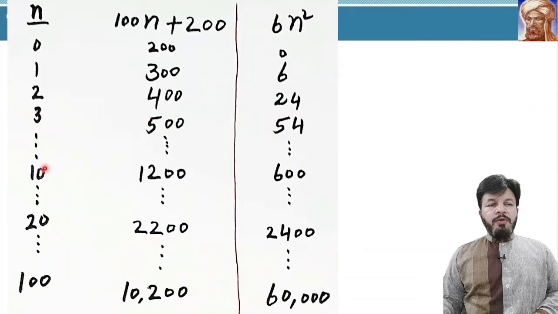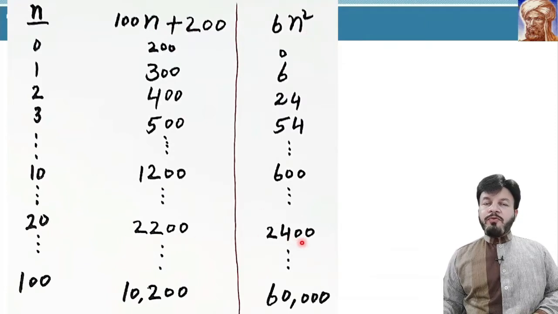And so on. When we take n equal to 10, f(n) will be 1200 and g(n) will be 600. For all these values, as you have seen, f(n) is dominating g(n). The function f(n) beats g(n), that is 6n squared. Okay, move ahead. Suppose we put n equal to 20. The value of f(n) will be 2200 and the value of g(n) will be 2400. So at 20, g(n) beats f(n).